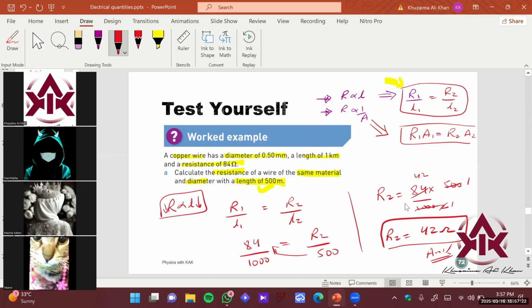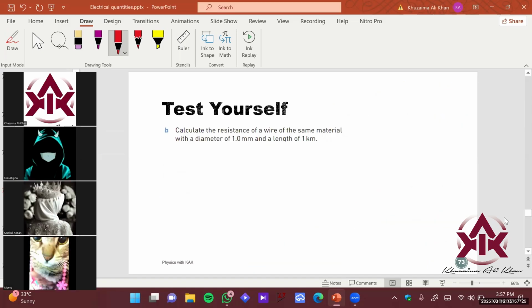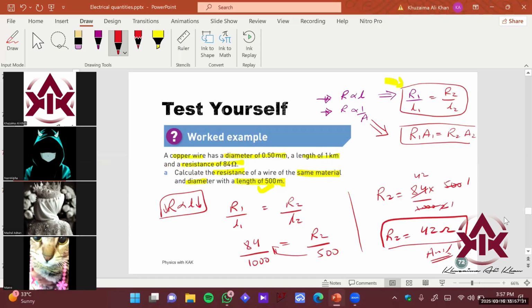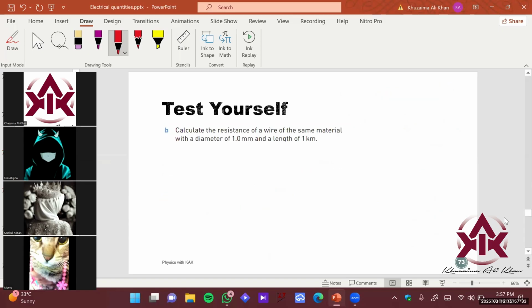Now it has a part B here, where the length is the same. You can see the length here is 1 kilometer and over here is also 1 kilometer. Now he's varying the diameter. They want to find the resistance at this particular diameter, so you need to relate areas now. What is the relation of resistance and areas? It is R1 times A1 equals R2 times A2, right?